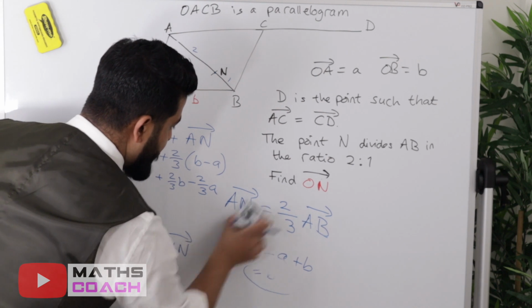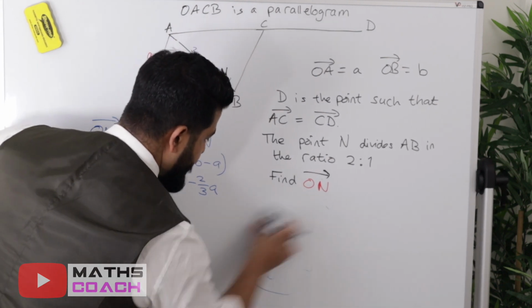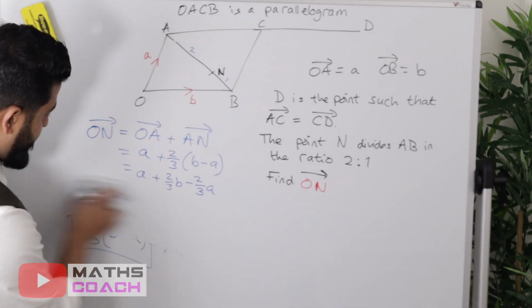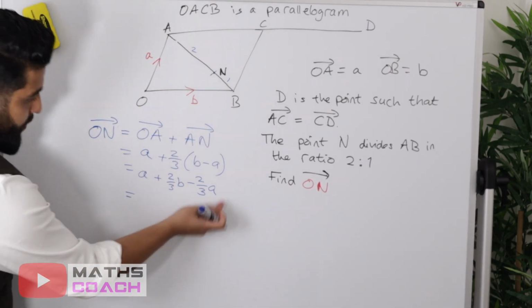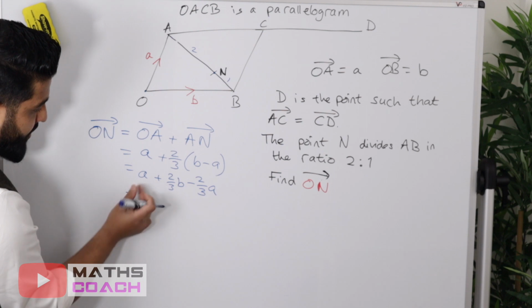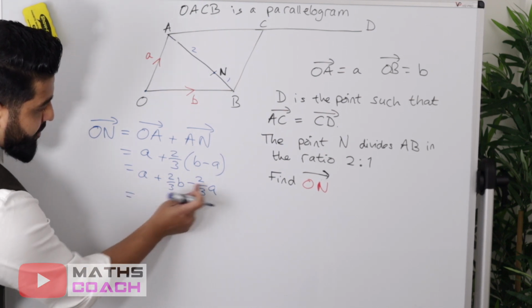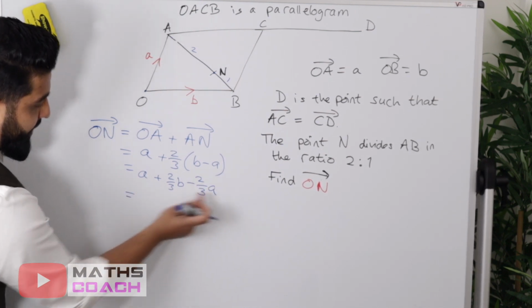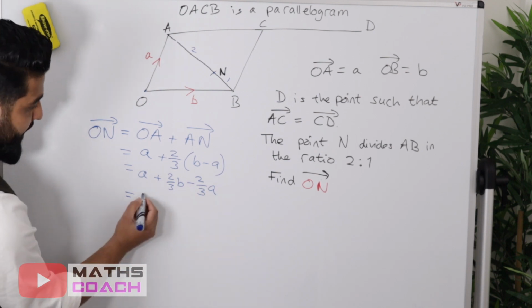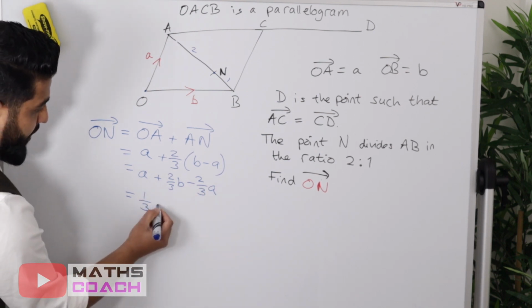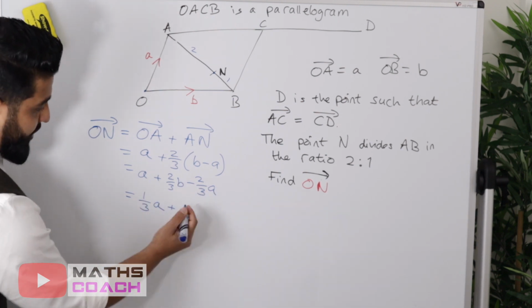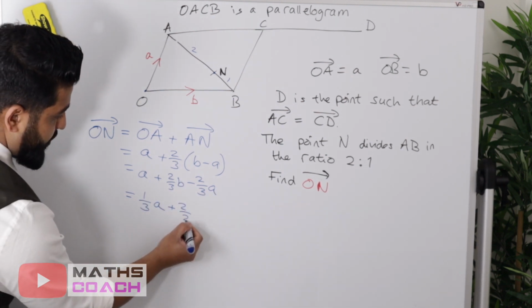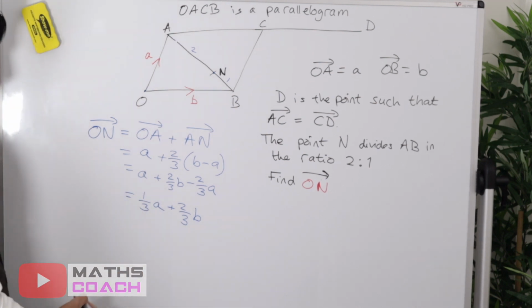Let me rub all of this out because it's getting in the way. Right, now we're going to collect the like terms. So 1 minus 2/3 of A leaves us with 1/3 of A. 2/3B has nothing to collect with, so we just leave that as 2/3 of B.